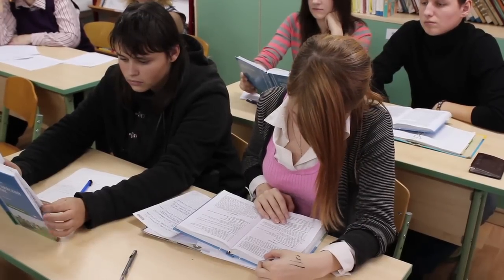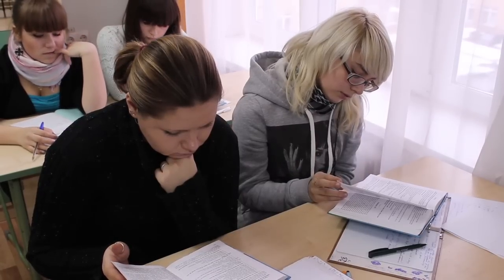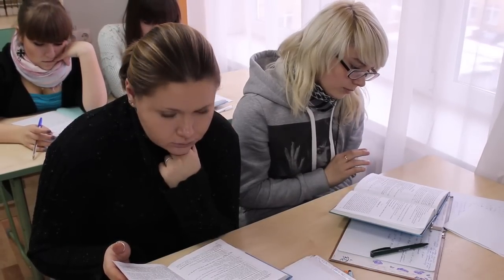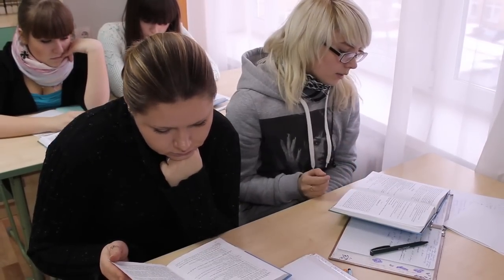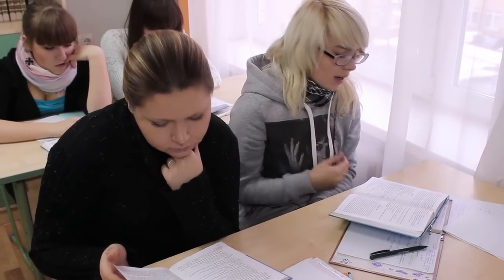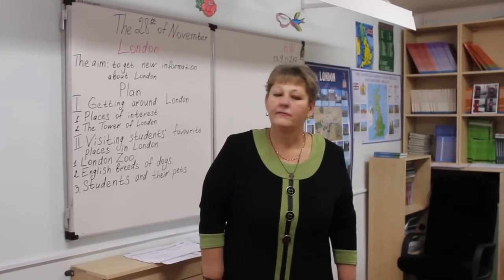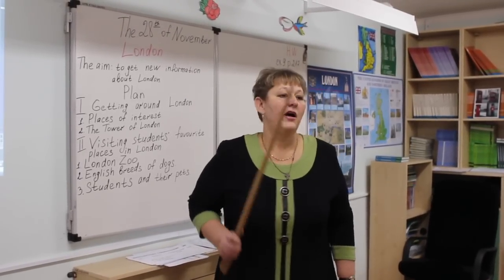What is Greater London? What does it mean, Greater London? It's London and suburbs. That will do. Thank you very much. Very well. Choose the right variant. Alexei, the first. The Tower of London is a museum. A museum. Right, you are.